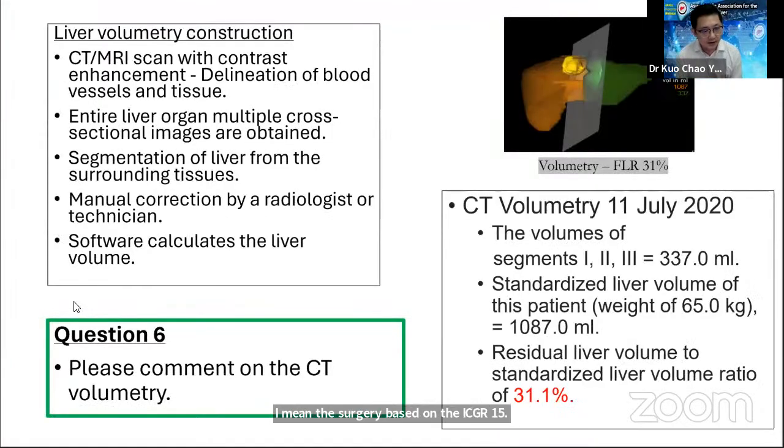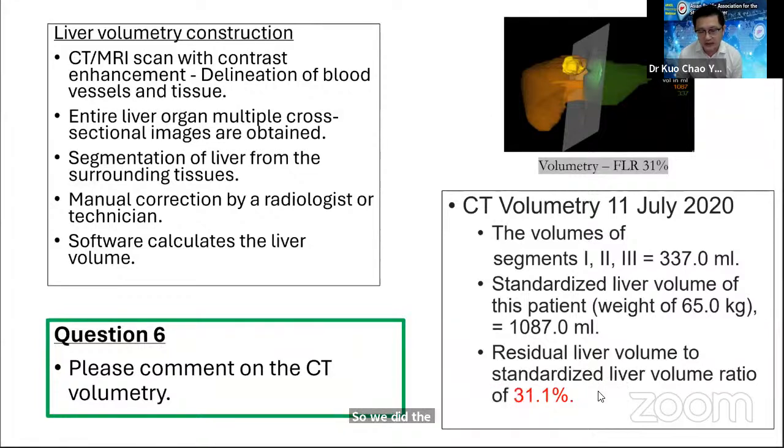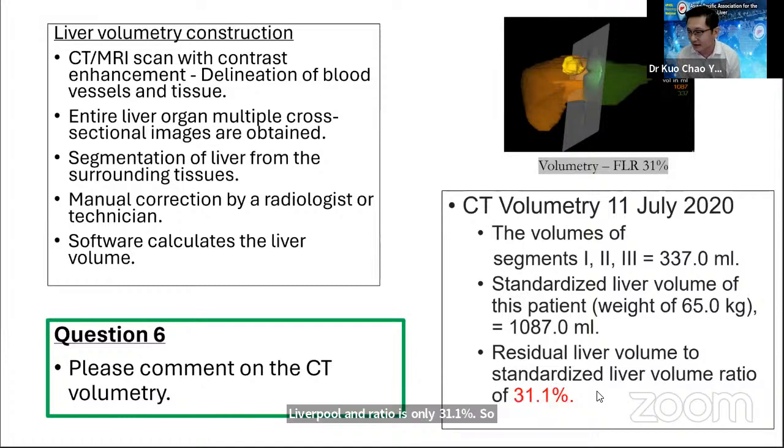We also need to know the future liver remnant, the FLR. We did the CT volumetry, and the ratio of residual volume to standardized liver volume is only 31.1%. So can I get all the professors to comment whether this is sufficient to proceed with liver resection?